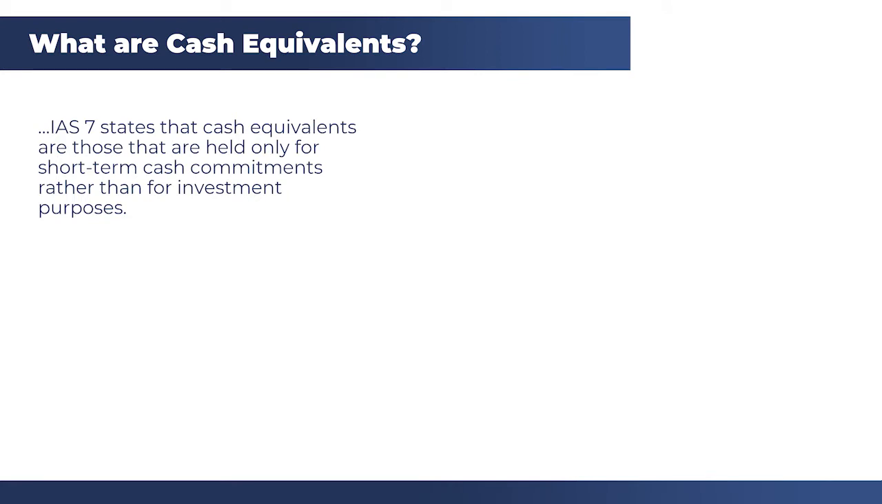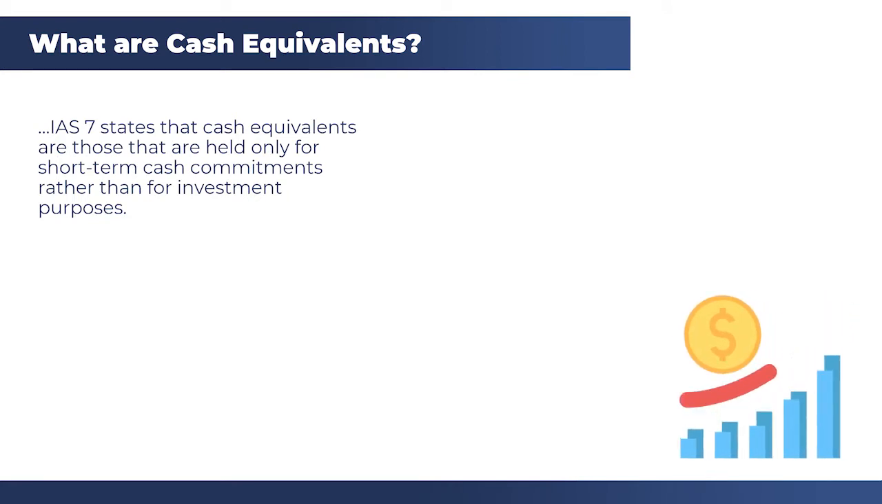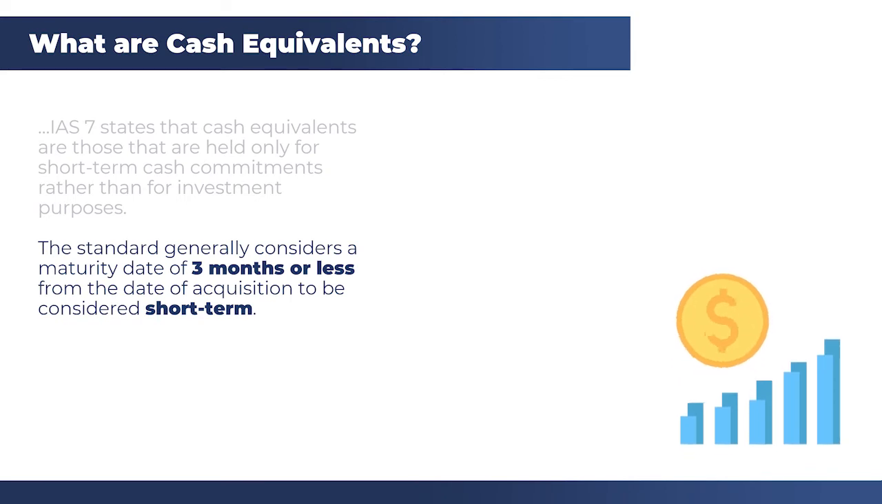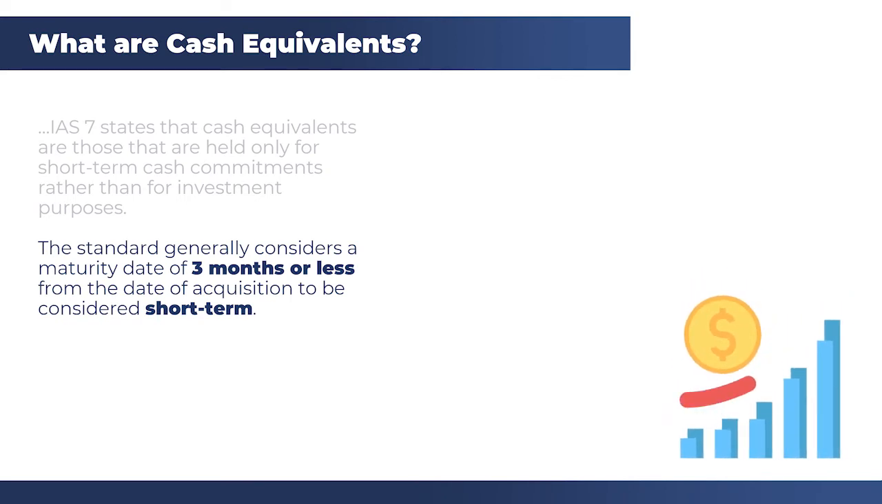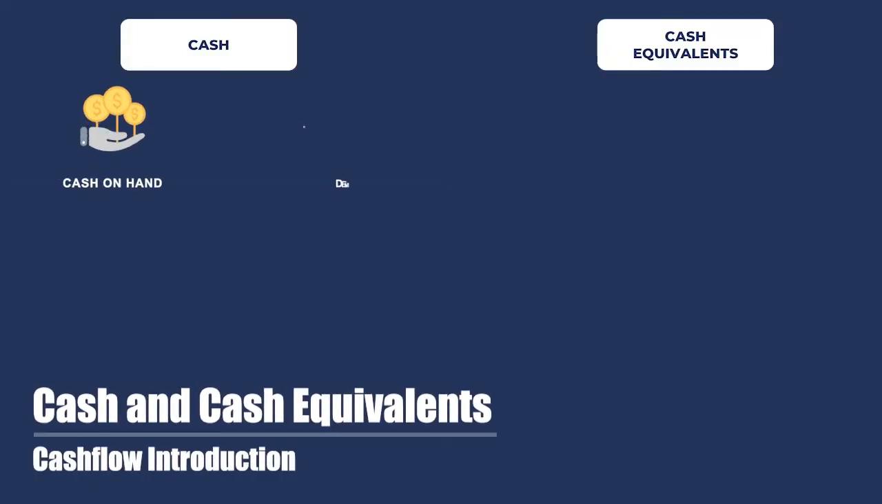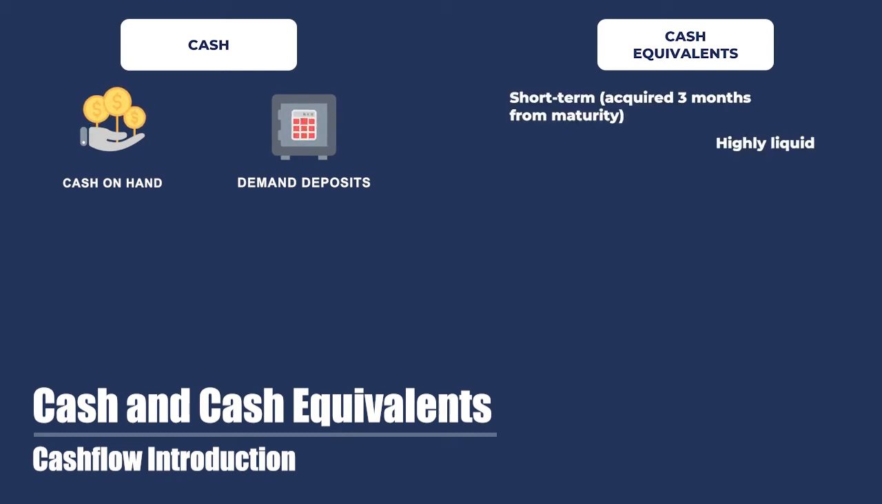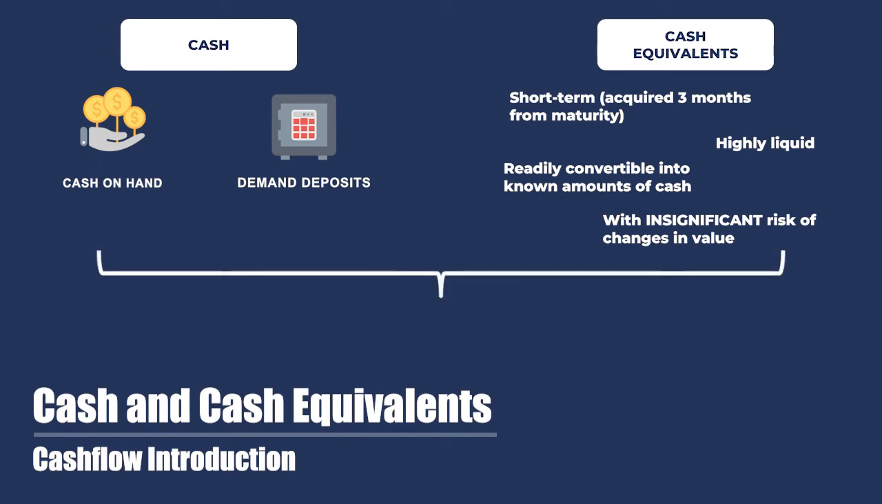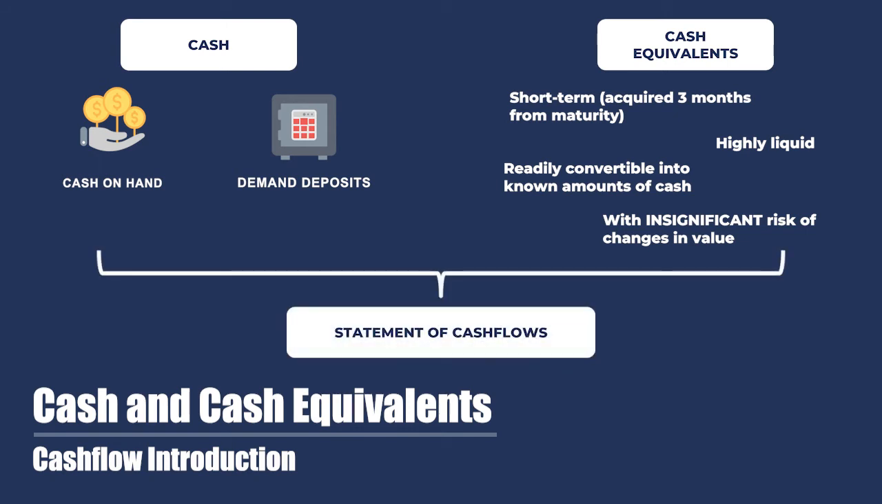IAS 7 states that cash equivalents are those that are held only for short-term cash commitments rather than for investment purposes. The standard generally considers a maturity date of 3 months or less from the date of acquisition to be considered short-term. In summary, apart from the cash on hand and the demand deposits, which are treated as cash, if a company has investments that have the following characteristics of being short-term, highly liquid, readily convertible into known amounts of cash, and subject to insignificant risk of changes in value, then the particular investments should be classified as cash and cash equivalents and should be included in the statement of cash flows.